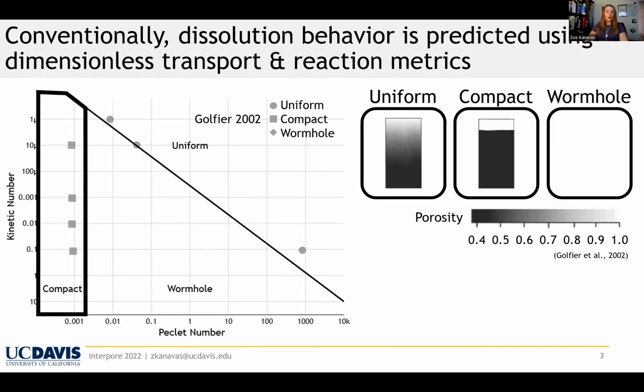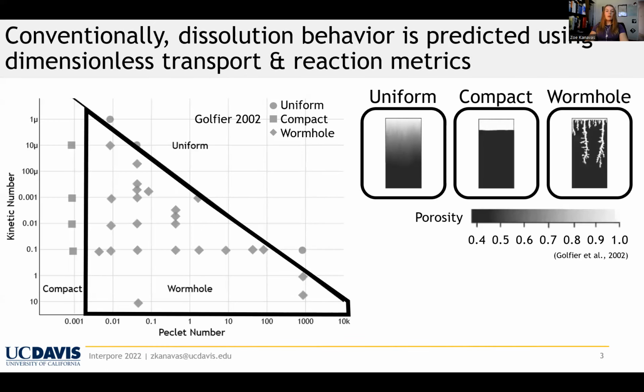At very low Peclet numbers, we expect compact dissolution, where the porous medium is mostly dissolved where the injection occurs. With greater kinetic and Peclet numbers, we expect wormhole dissolution, where highly conductive channels are etched throughout the rock where all of the reaction occurs.